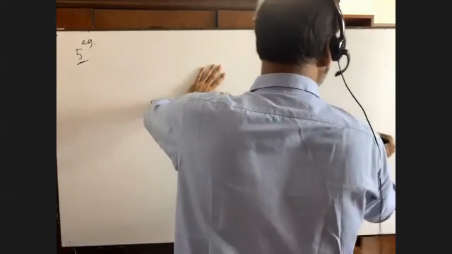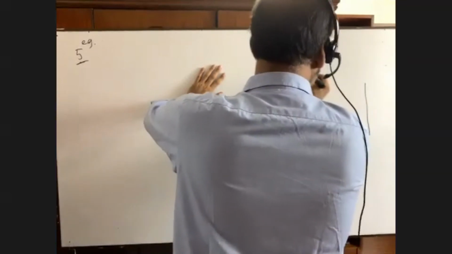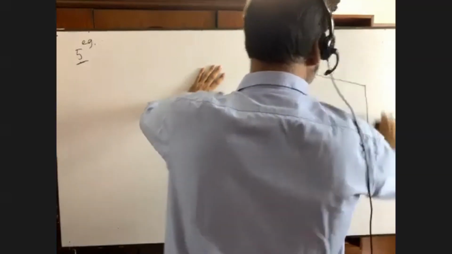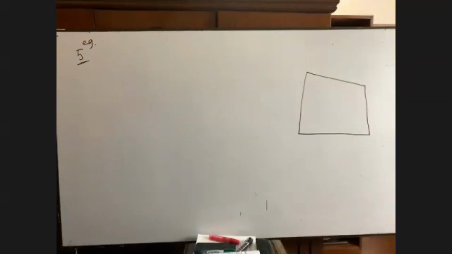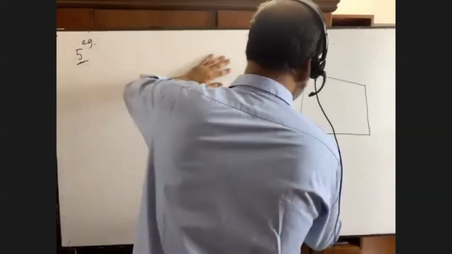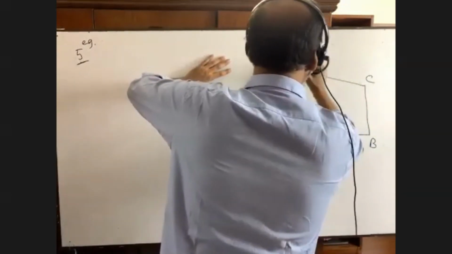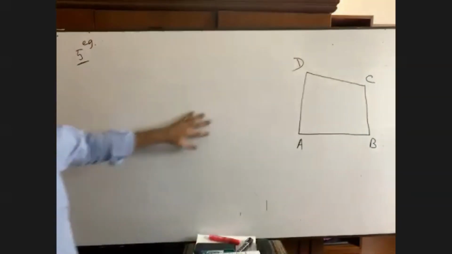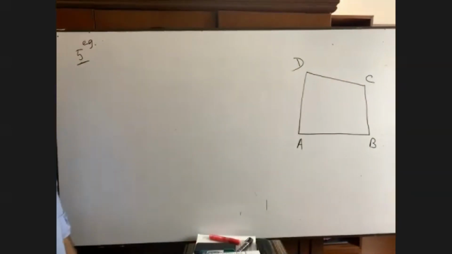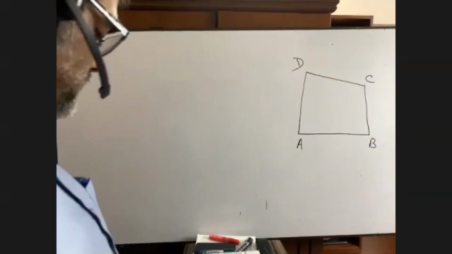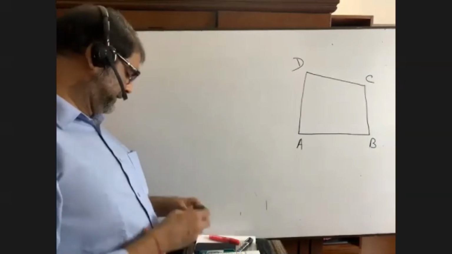That means nobody of you can tell me what is the type of the quadrilateral. I am not given any type, any shape. So it is A, it is B, it is C, it is D. We have taken a quadrilateral named ABCD. Any quadrilateral has been considered.